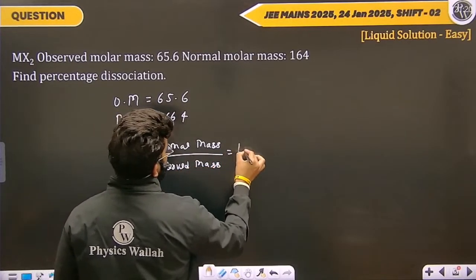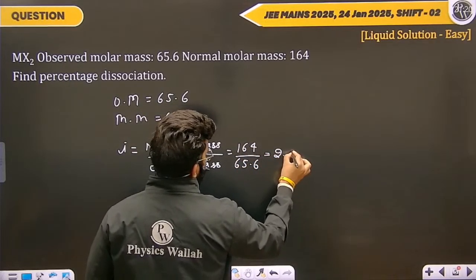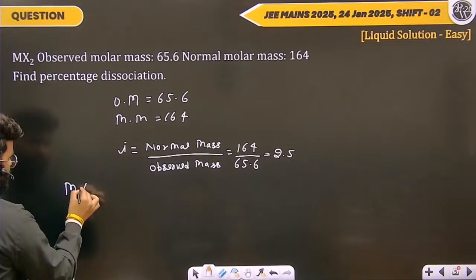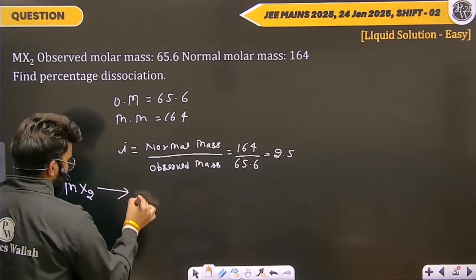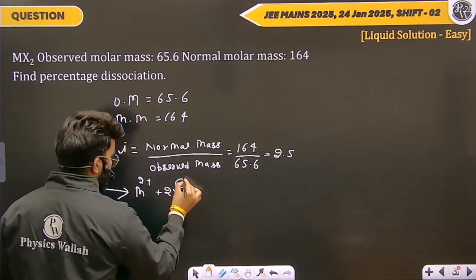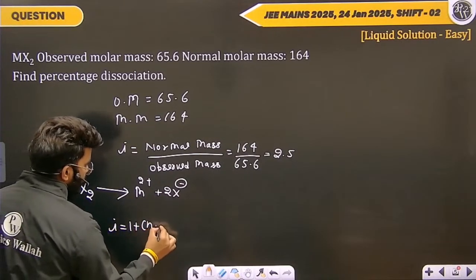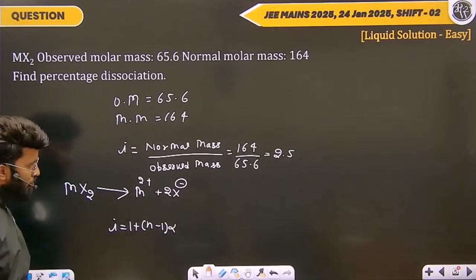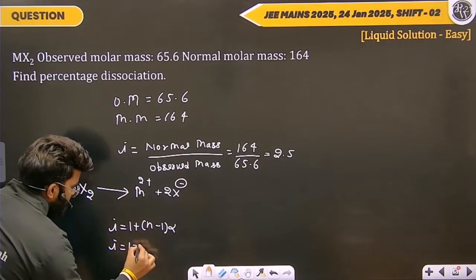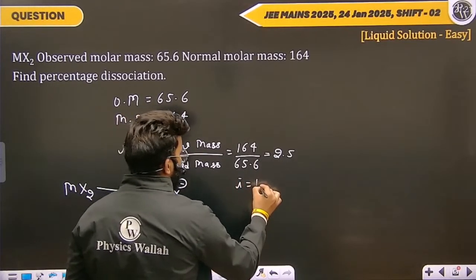Normal mass is 164 and observed mass is 65.6, that is approximately 2.5. Now we will discuss MX2. If we dissociate MX2, it will be divided into two parts, M2+ plus 2X-. We have to calculate the Van 't Hoff factor of this equation, i equal to 1 plus (n minus 1) into alpha. In this question we see that n is 2 plus 1, so the n value is 3. i equal to 1 plus (3 minus 1) into alpha. Now i equal to 1 plus 2 alpha.